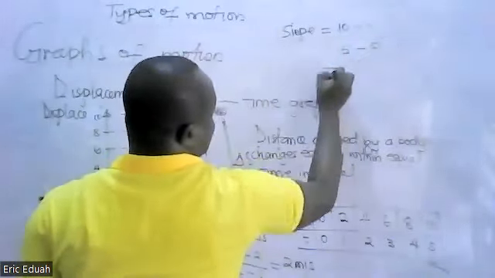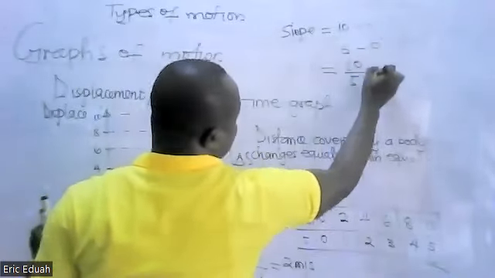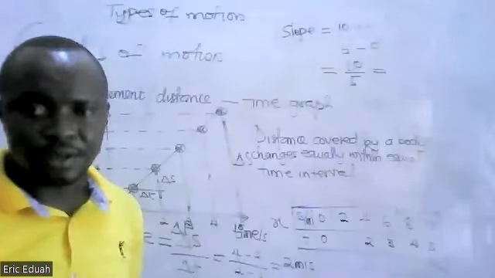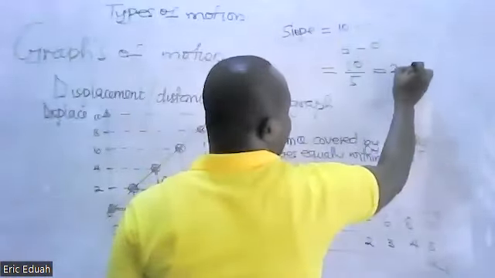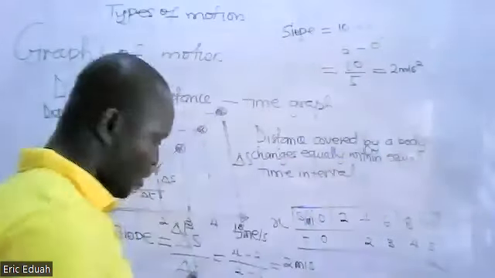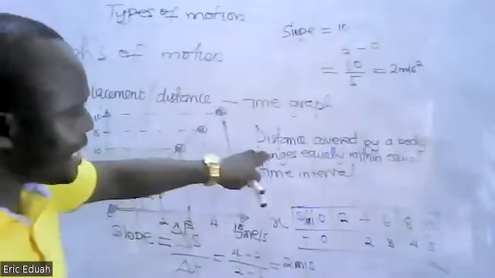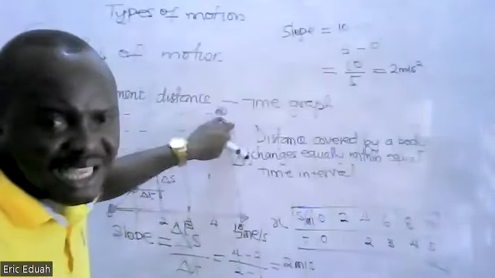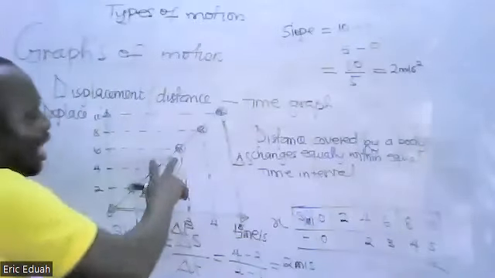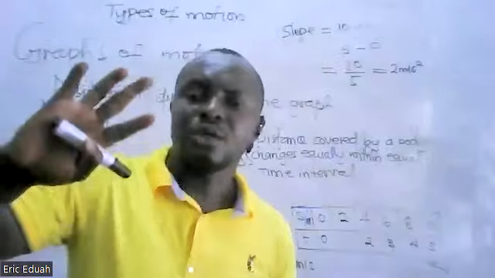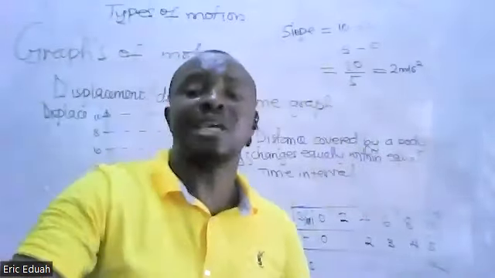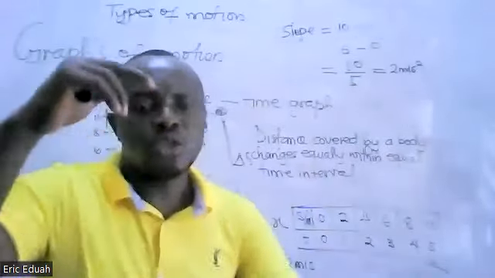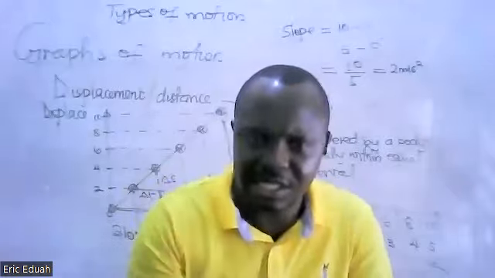Minimum time value 0. So we have 10 on 5, giving us what? 2. So 2 meters per second square. Now, if you have such a change in displacement or distance with time, no matter how you choose the 2 points for your gradient, you have to get the same value. And so we term such motion as uniform velocity motion.